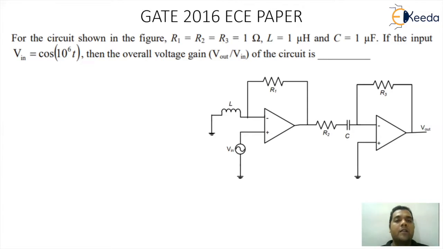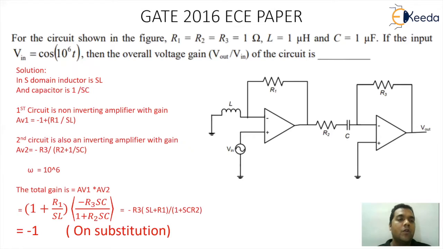If I want to get the overall voltage gain Vout by Vin, I need to solve individually. The output of the first circuitry will work like an input for the second circuitry. Here we will solve in the S domain. In the S domain, the inductor will be taken as SL and the capacitor will be taken as 1 by SC. The first circuitry gain will be 1 plus RF by R1.